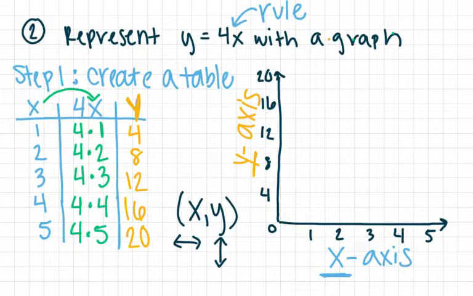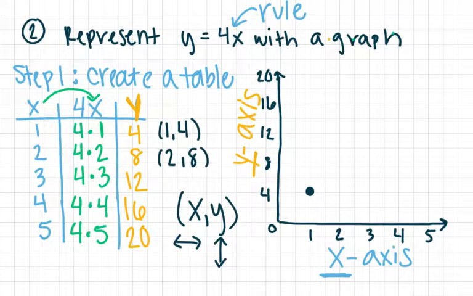So our first point is 1, 4. I'm going to go over to 1, and then up to 4, and then put a dot. My next point is 2, 8, so over to 2 and then up to 8 and put a dot. My next point is 3, 12, so over to 3 and then up to 12 and I put a dot. My next point is 4, 16, so over to 4, up 16, and then last point 5, 20, over to 5, and then up to 20.